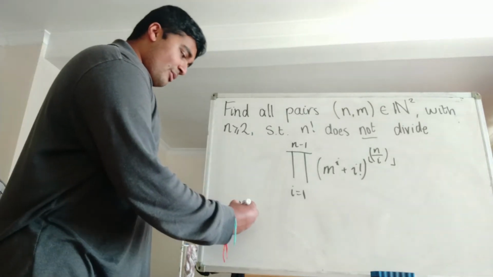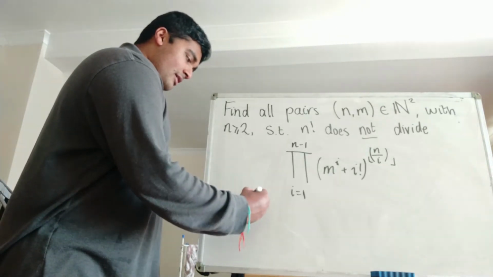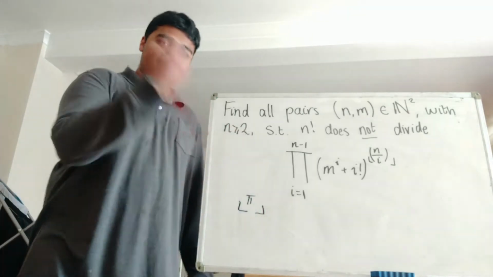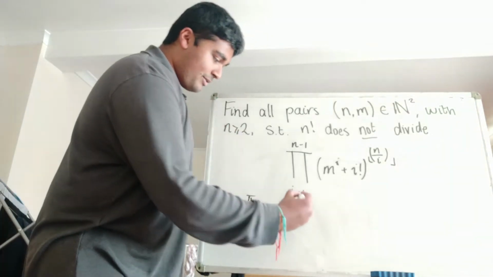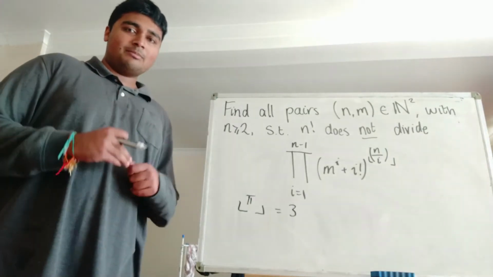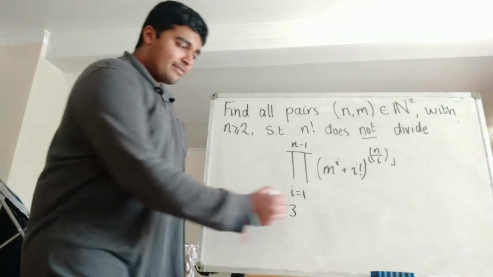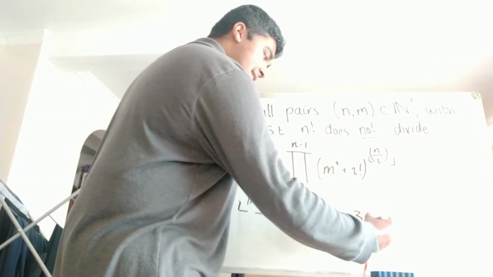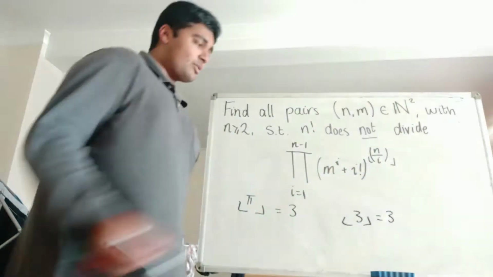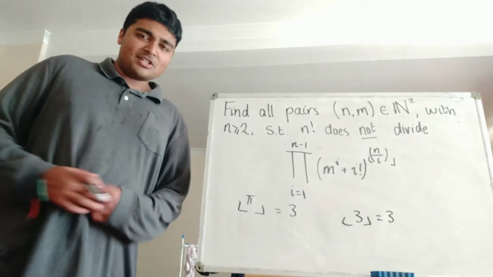So for example, the floor of pi, because pi is 3.14, will be 3, because 3 is the biggest integer smaller than or equal to pi. So the floor of pi is 3, and the floor of any integer is just the integer itself, so the floor of 3 is just 3. So that's just if you've not seen the floor function before.